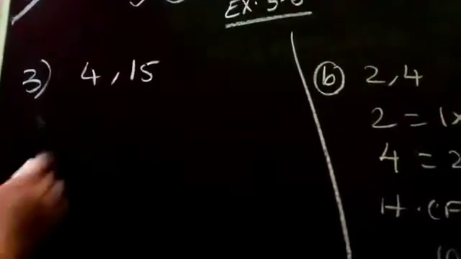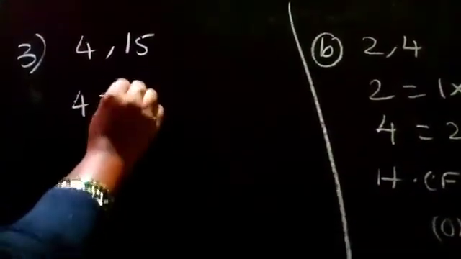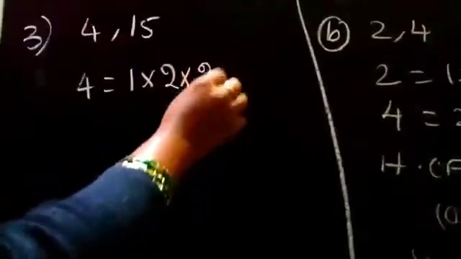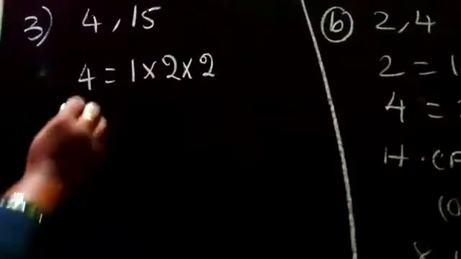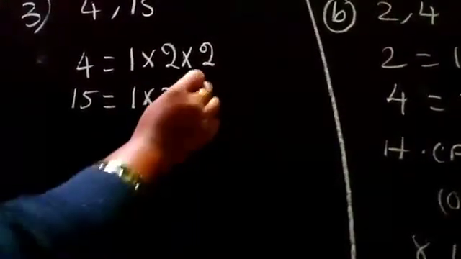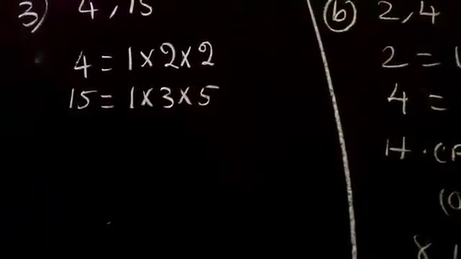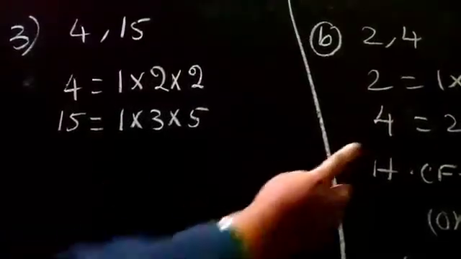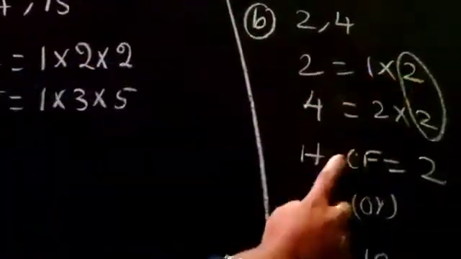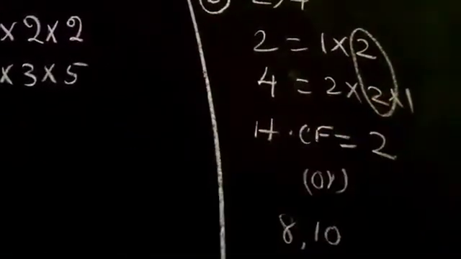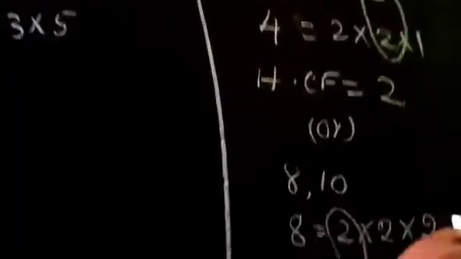4, 15. 4 can be written as 1 into 2, 1 2s are 2. Again 2 2s are 4, can be written like this also. 15: 1 3s are 3, 3 5s are 15, also can be written. In every number, 1 is a multiple of that number. Suppose here also 1 2s are 2. This one, 2 2s are 4. 4 1s are also 4. Every number has 1.